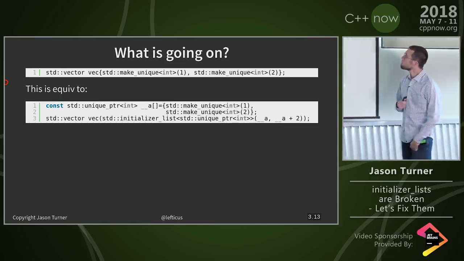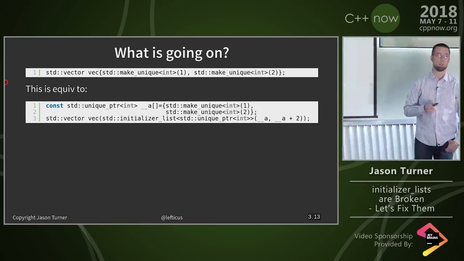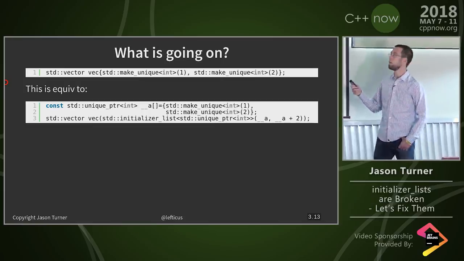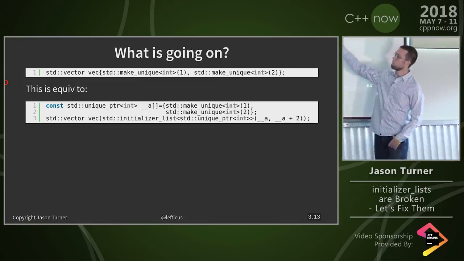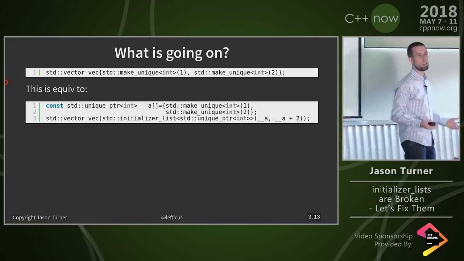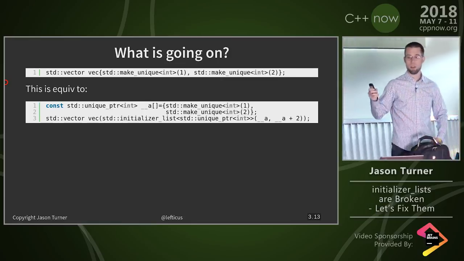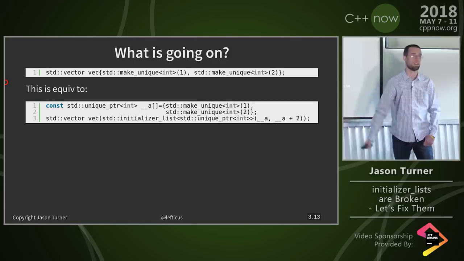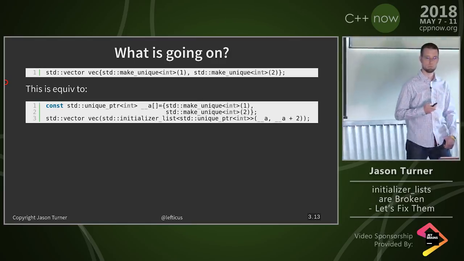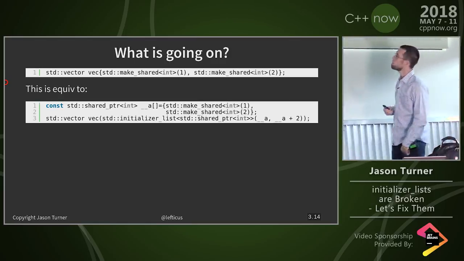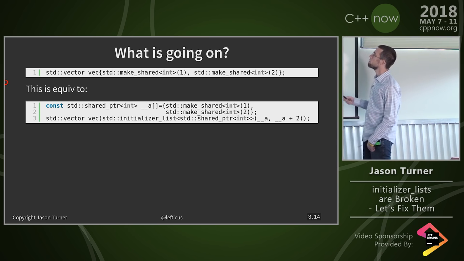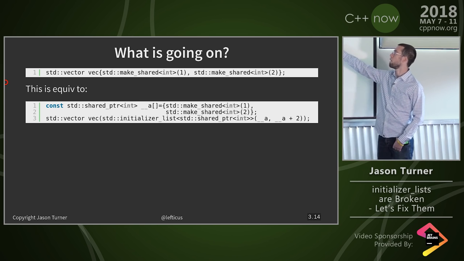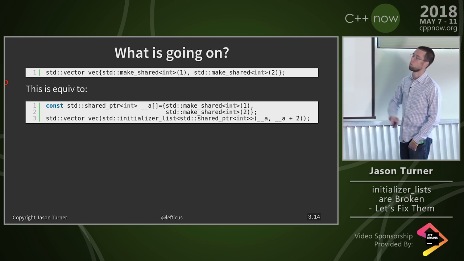Okay. So our unique pointer example, which all of you got right, but to break it down, this is what it's doing. It has materialized a local array right there. And then we are trying to copy those values into the vector. And similarly, with our shared pointer example, we've materialized a local array of shared pointers, and then we are copying them in.